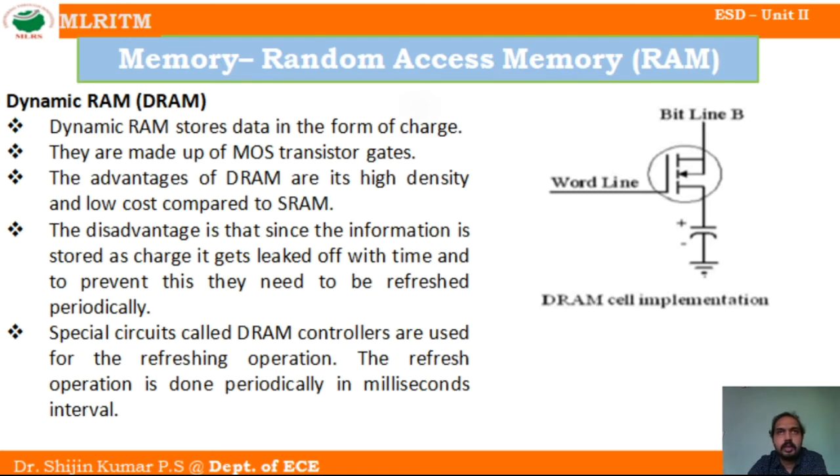If SRAM is using 6 components for storing 1 bit, DRAM is using only 2 components. So the area can be reduced. Within a specific area we can incorporate more number of bits.